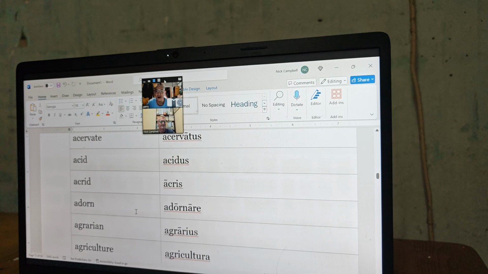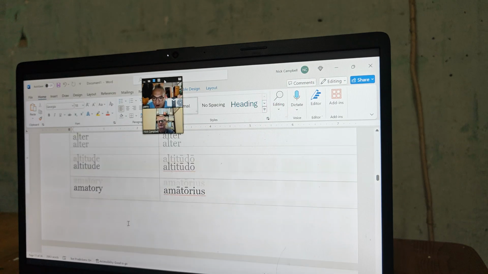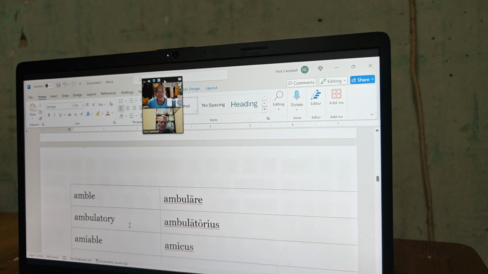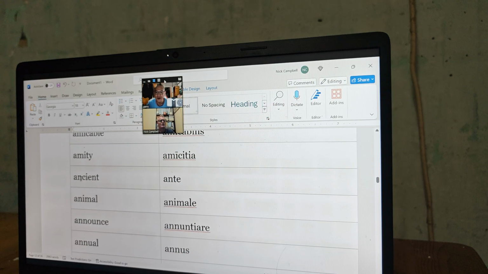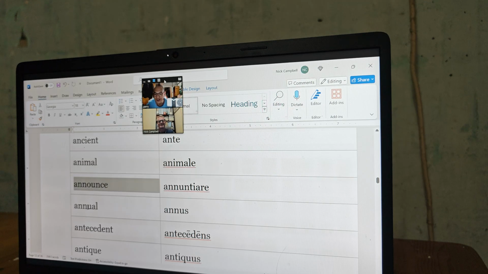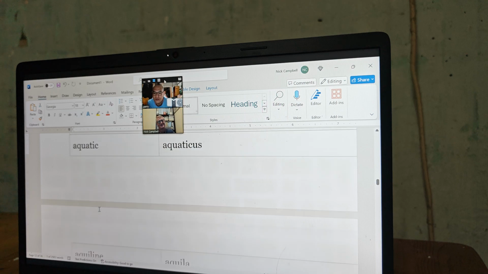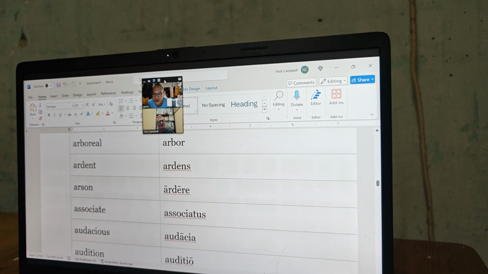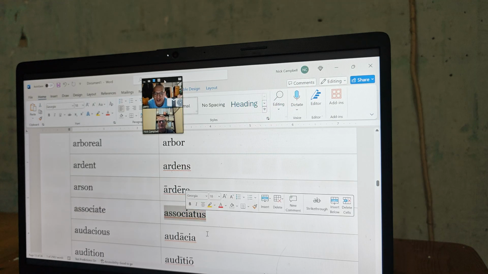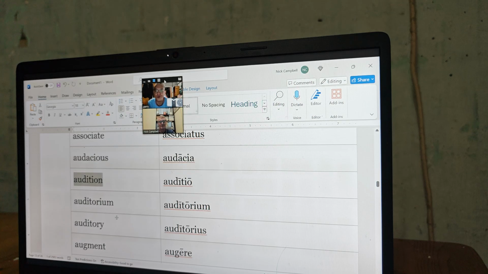Accelerate, acid, agriculture, alter, altitude. There are some words that you probably don't know here. Ancient, animal, annual, announce, antique. So many here. Look at all these words that you know. It seems like simplify has some Latin. Yes, Latin words are usually a bit longer. Audition, you probably know audition.